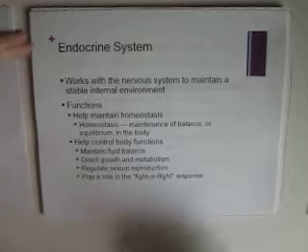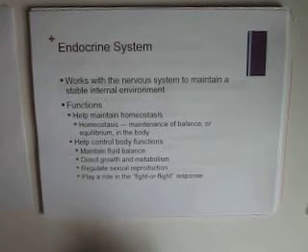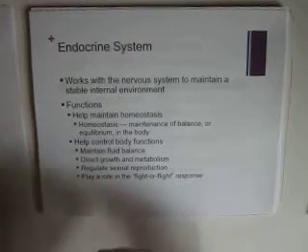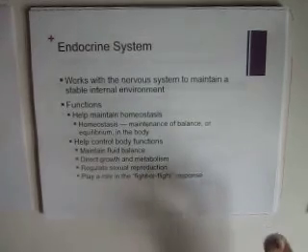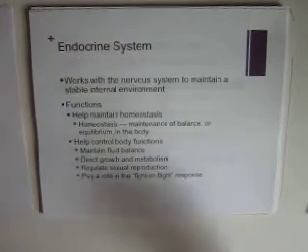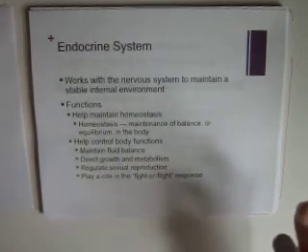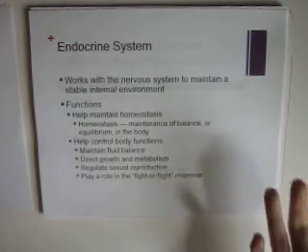Okay, so the endocrine system. The endocrine system works with the nervous system to maintain a stable internal environment. Alright, so what are the functions? We're talking always about physiology, which is the functions and activity of the body. So here are the endocrine system's functions.